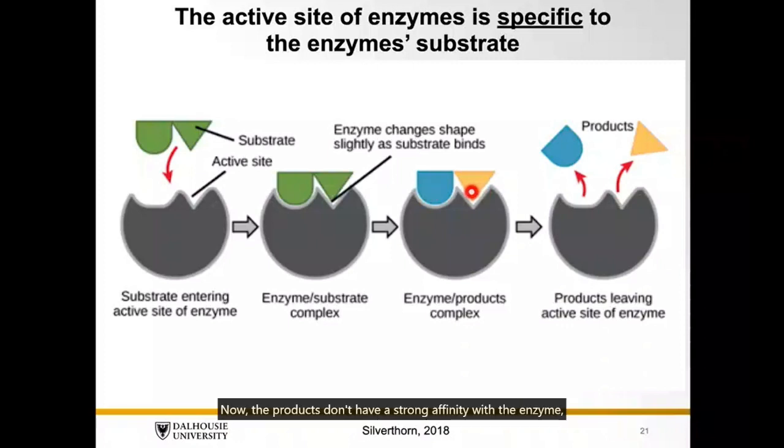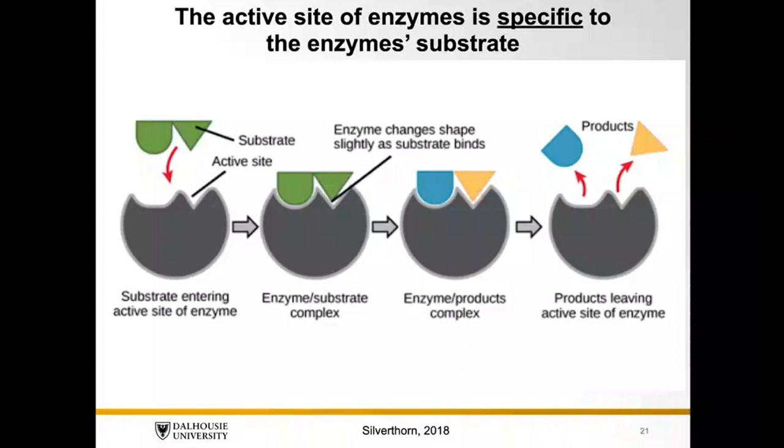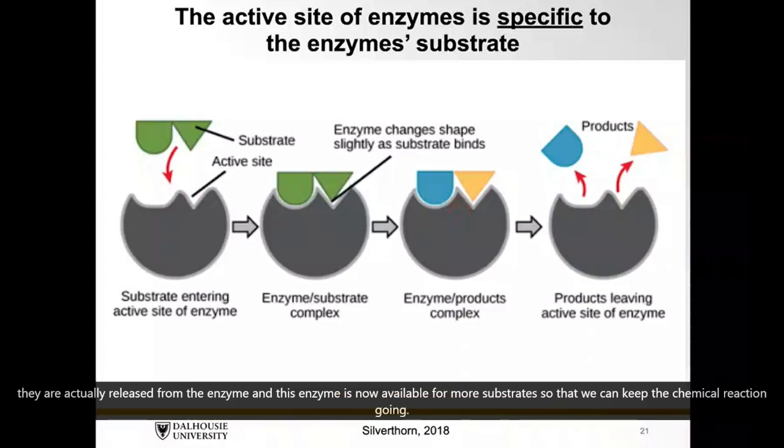Now, the products don't have a strong affinity with the enzyme, meaning that the products cannot stay bound to the enzyme. So as soon as the products are formed, they are actually released from the enzyme, and this enzyme is now available for more substrate so that we can keep the chemical reaction going.